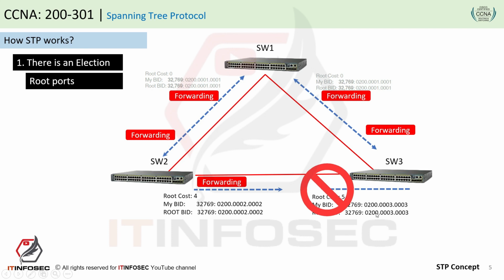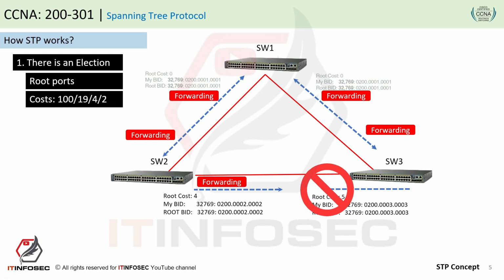Why SW3? Because the SW2 and SW3 priority numbers are the same, the default value, but the MAC address of SW2 is lower than the MAC address of SW3, 200.22 versus 200.33. Because of this reason, the port at the side of SW3 will be blocked, and the loop will be prevented in the network. And what is the cost?